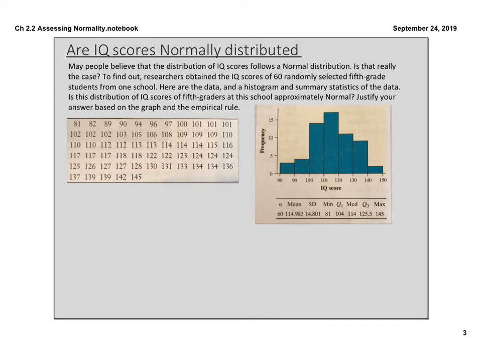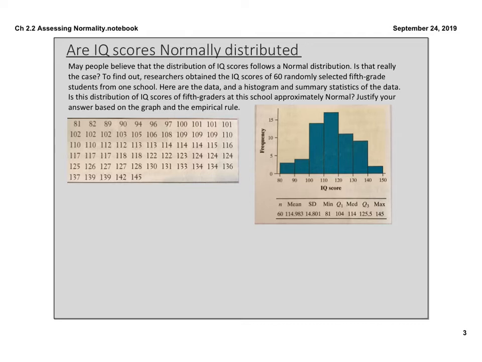Okay, so let's take a look at IQ scores. It says, are IQ scores normally distributed? Many people believe that the distribution of IQ scores follow a normal distribution. Is that really the case? To find out, researchers obtained the IQ scores of 60 randomly selected fifth graders from one school. Here are the data and a histogram and summary statistics of the data. So you're asked, is the distribution of the IQ scores of fifth graders at this school approximately normal? Justify your answer based on the graph and the empirical rule.